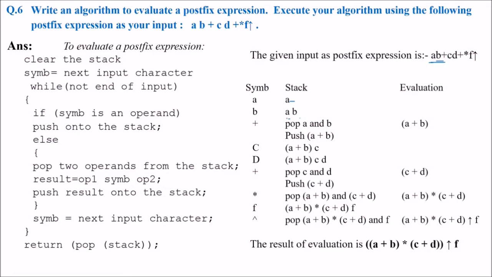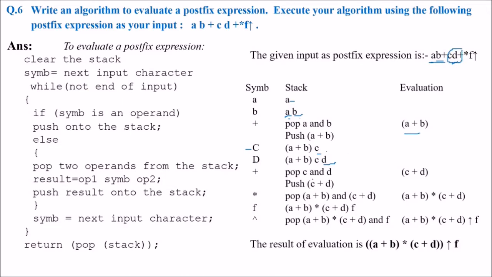So we are going to pop A and B, and then evaluate A plus B, and then we push A plus B onto the top. Now C has come, so C will also be pushed. Then D has come, so D will also be pushed. Then plus has come, so C and D will be popped, and the addition operation will be applied on C and D.